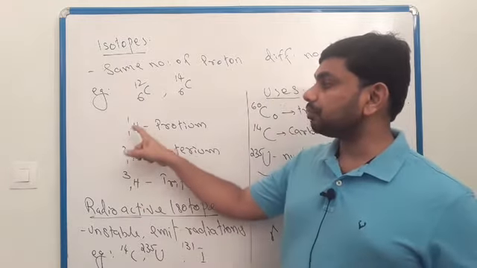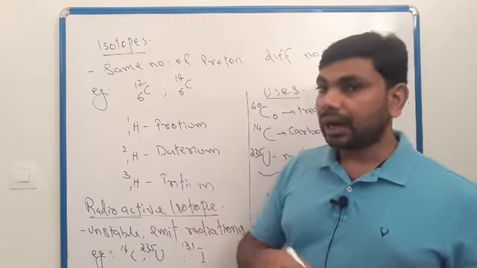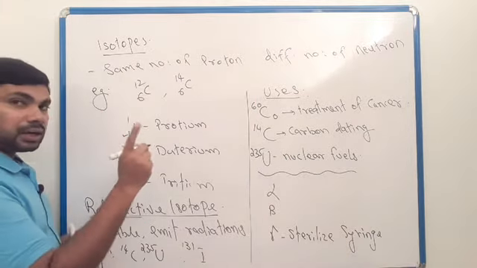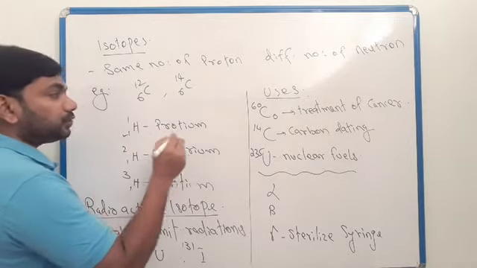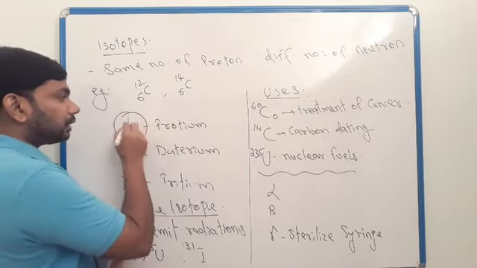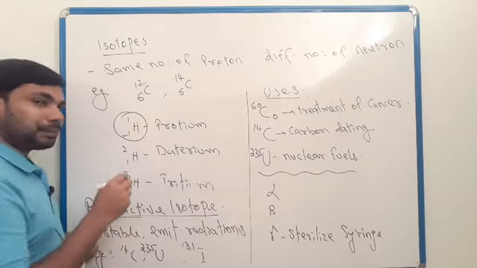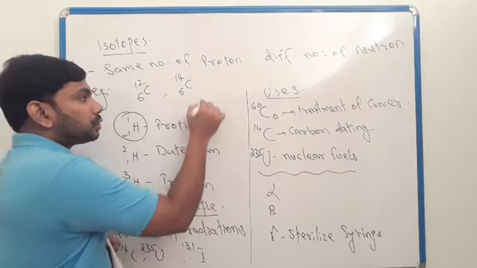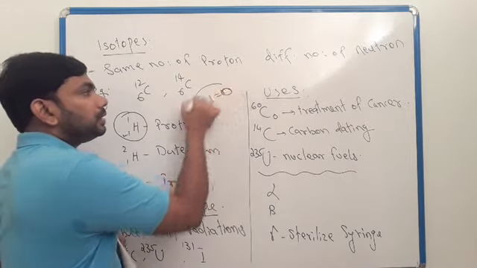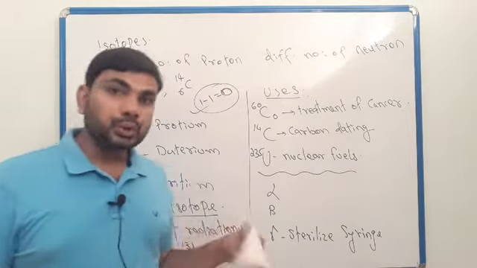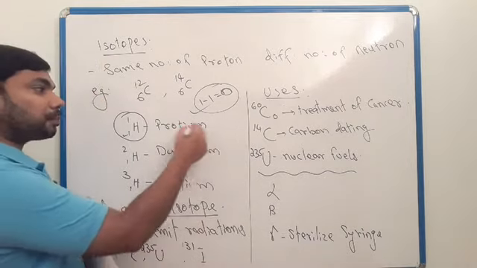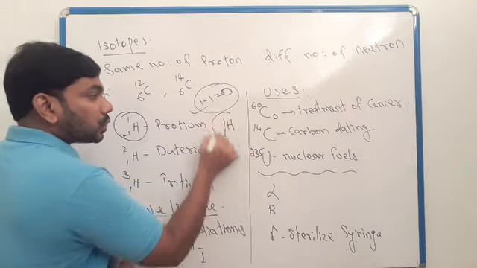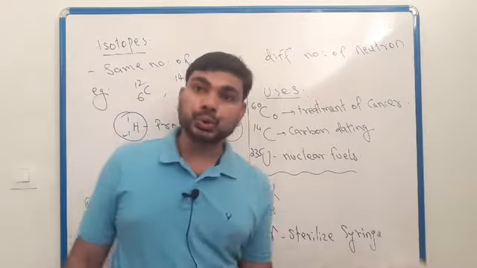Look here, H-1, the number of protons is 1. We know hydrogen has atomic number 1, so the number of electrons is 1 and the number of protons is 1. But the number of neutrons, we know how to find it: mass number minus atomic number. Only for hydrogen, the atomic number and mass number are the same. So 1 minus 1, the number of neutrons will be 0 for hydrogen, for protium. Generally we represent hydrogen as H-1. So in this hydrogen atom, there is no neutron.